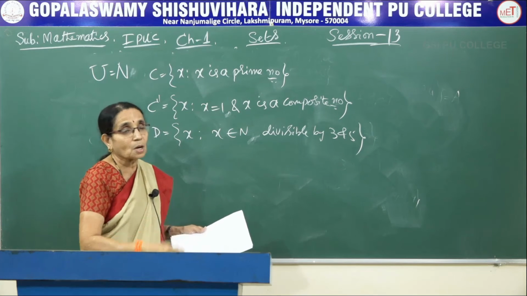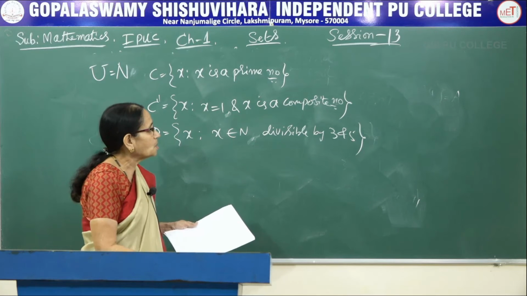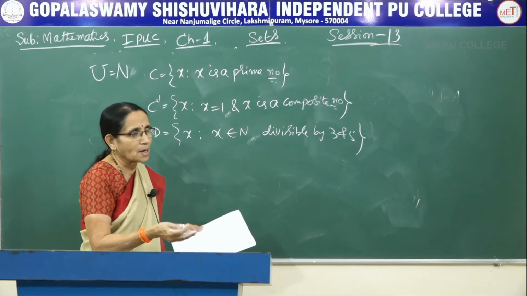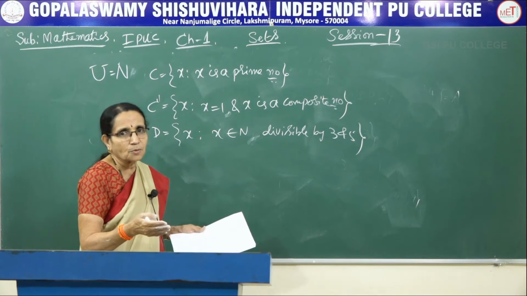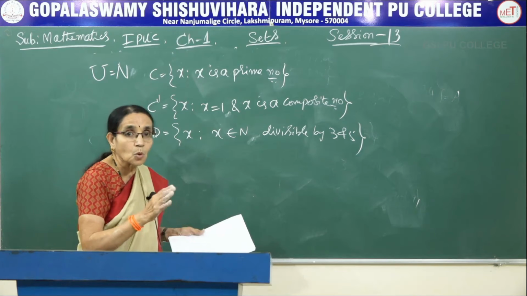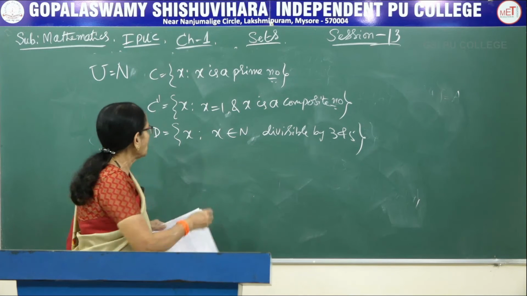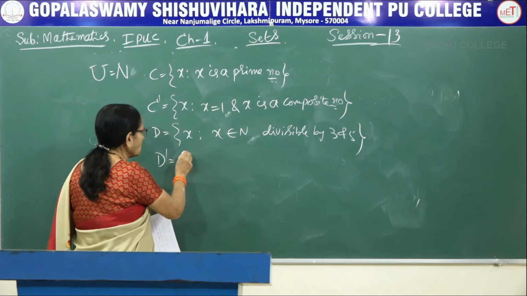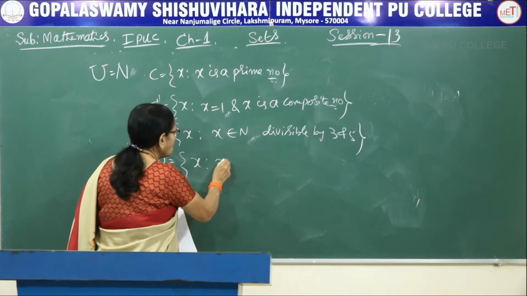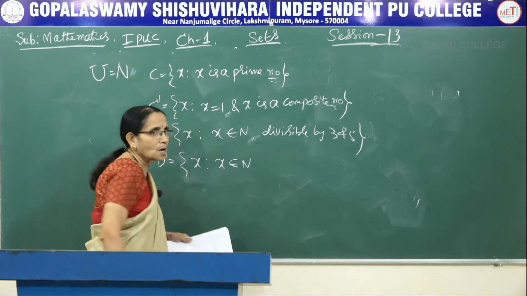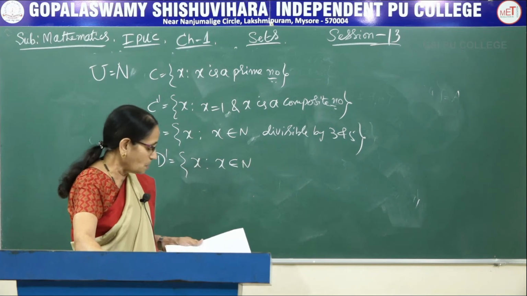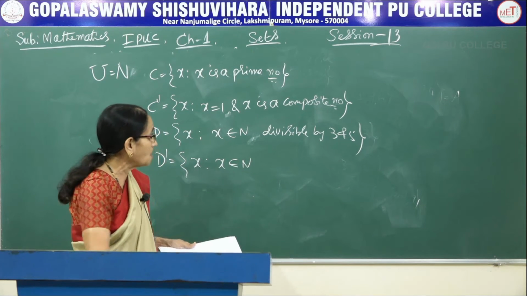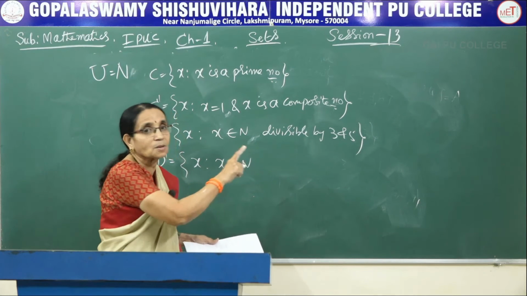By both the numbers it has to be divided. So it can be 15, 30, 45 like that, because those numbers are divisible by both 3 as well as 5. So what can be the complement of that one? It contains all x such that x belongs to N. That is a natural number, we have to write x belongs to N. X is divisible by 3 and 5.